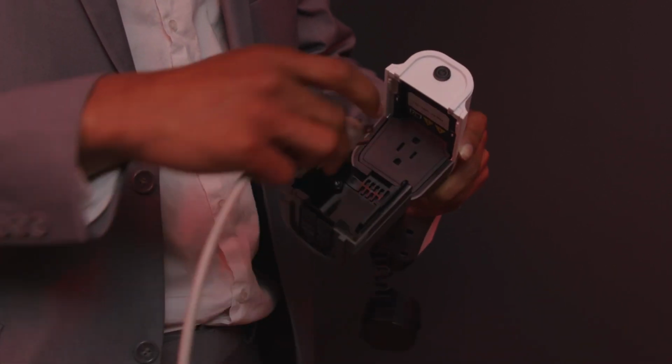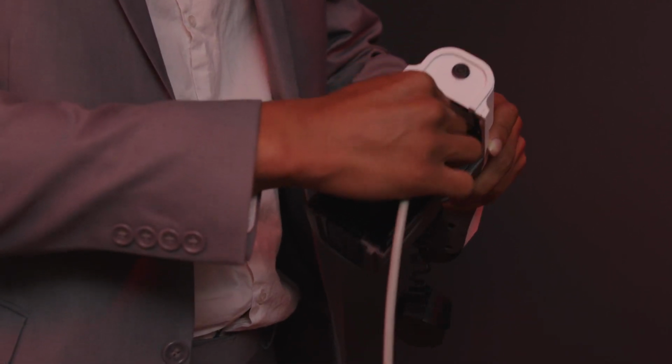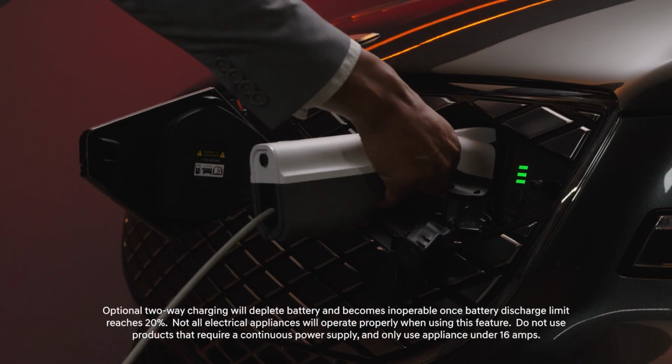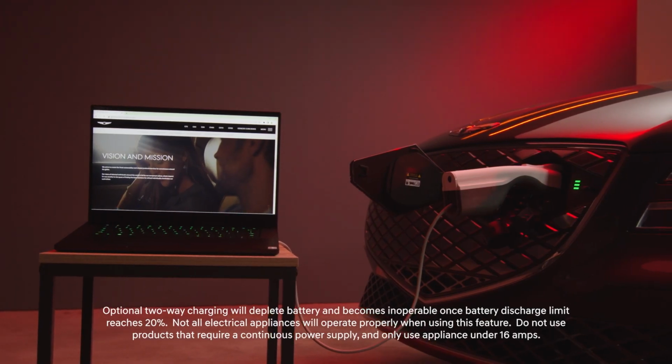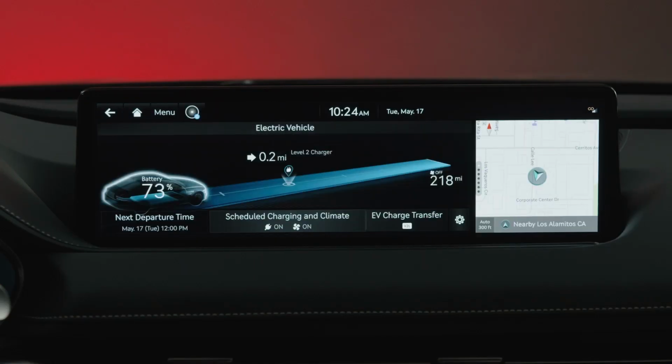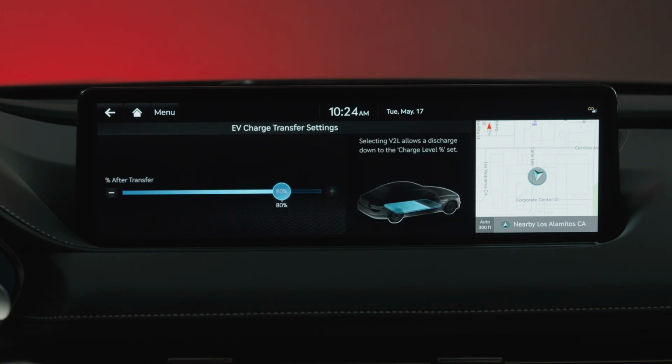Vehicle to Load, or V2L, is a system that provides AC power to outside electrical products such as small electronics and home appliances. To enable V2L, start by selecting EV, then EV Charge Transfer. Here you can set the limit on how much high-voltage battery power to be used.